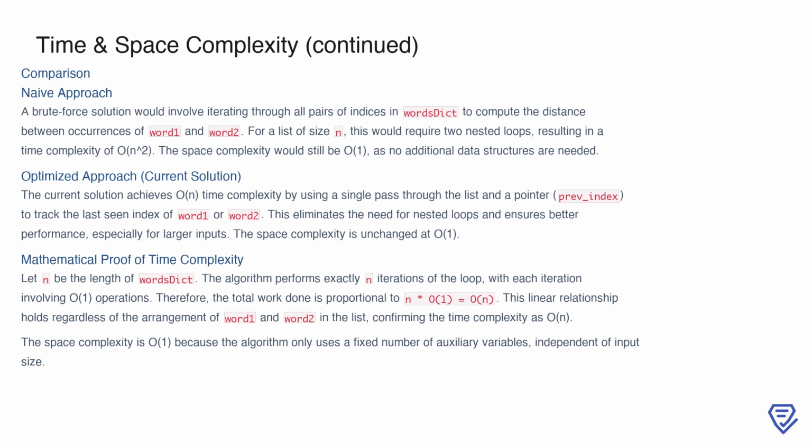The optimized solution, on the other hand, eliminates the need for nested loops by using a single pass approach and a pointer, prev_index, to track the last occurrence of word 1 or word 2. This reduces the time complexity to O(n), making it significantly more efficient for larger inputs, while maintaining the same O(1) space complexity. Mathematically, the time complexity is confirmed as O(n), because the algorithm performs exactly n iterations, with each iteration involving constant time operations. This linear relationship holds true regardless of how word 1 and word 2 are positioned in the list, reinforcing the efficiency of the solution.